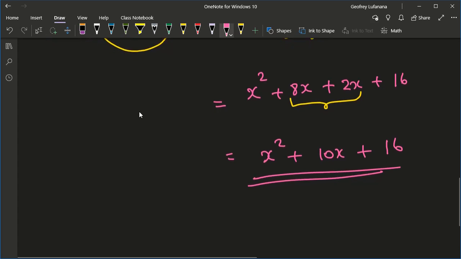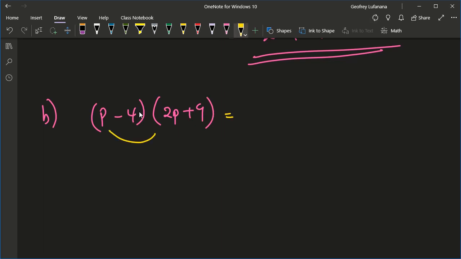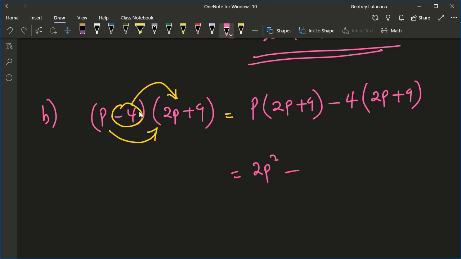That is part B. The part B in this question is p minus 4 into a bracket of 2p plus 9. So like from earlier, each term from this is going to multiply the bracket. Each term from the first bracket will multiply the second bracket. That is p into 2p plus 9. And then this time I have a negative 4. Once again, note that I'm writing it with the sign in front of it. So that's minus 4 into 2p plus 9. So on expanding this, I have 2p squared plus 9p minus 4 times 2 is 8p. And then this is a negative 4 times 9. And that's a 36. This is a minus 36.